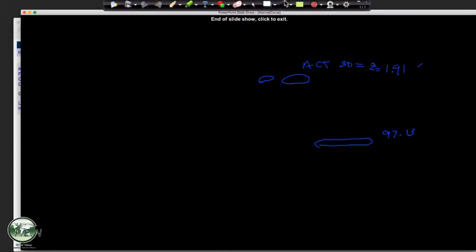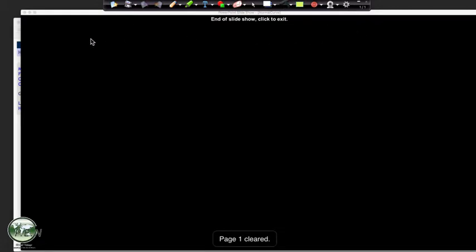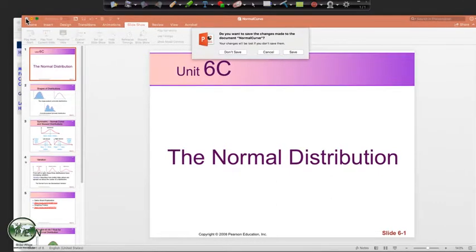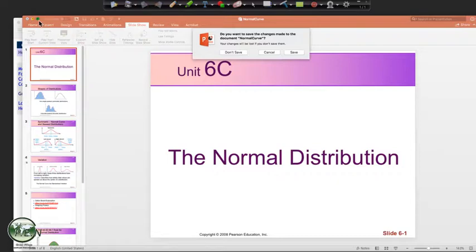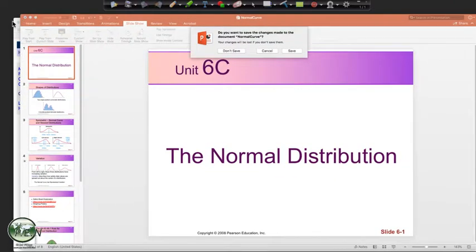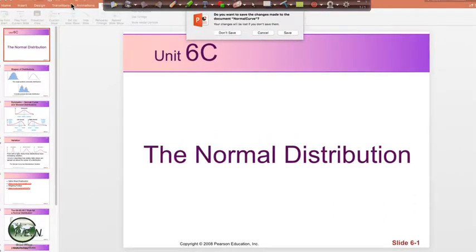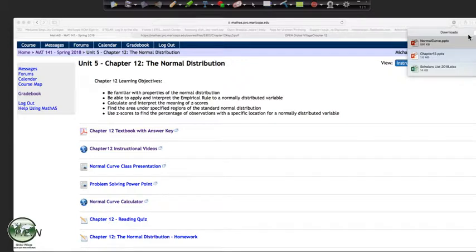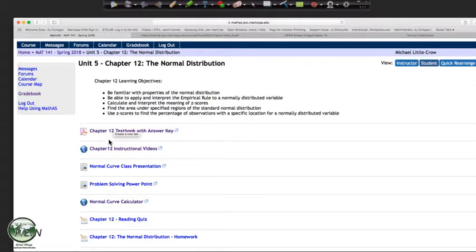So let's clear off the screen. Let's go ahead and close this window out, because we don't need this anymore. One way or another it works. Okay, so where we're going to go? We're going to go into the reading quiz.